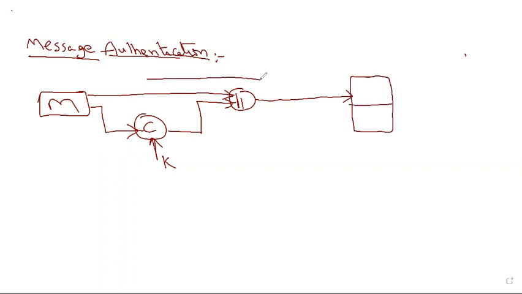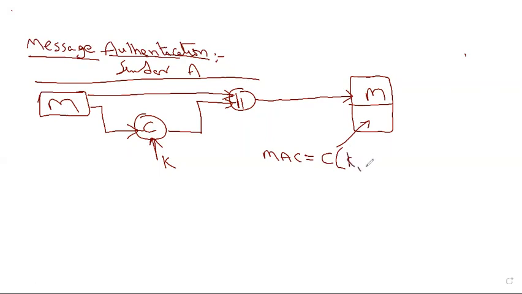This is the sender part. Suppose we give the name of the sender as A, then this is the sender part. This is the receiver part. So the receiver is receiving the message as well as the MAC code. How can we represent the MAC code? The MAC code is generated by the MAC function C, which takes the key as one input and the message as another input. So this is the MAC code.